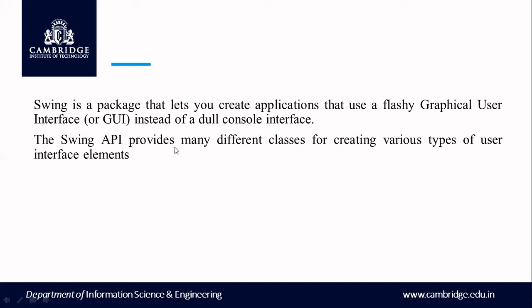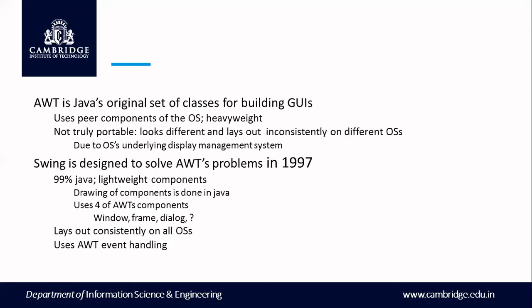Okay. Next, the Swing API provides many different classes for creating various types of interface elements. So in order to design this graphical user interface, we need different classes. All these classes are present inside our Swing API. In the upcoming slides, we are going to learn about what those classes are and how to use them in order to create our graphical user interface. Next, we will study more about swings, how they originated.